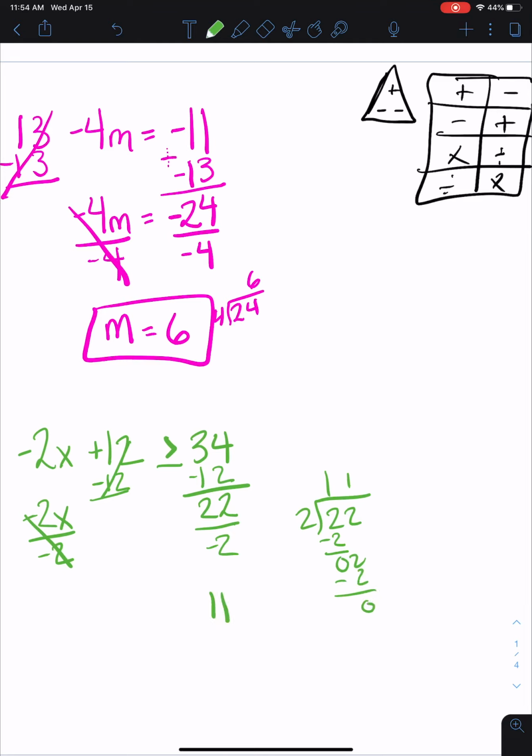A positive and a negative is a negative. And then to figure out what symbol, if it stays the same or if it flips, I divided by a negative, which means I need to flip my symbol to go the other way.